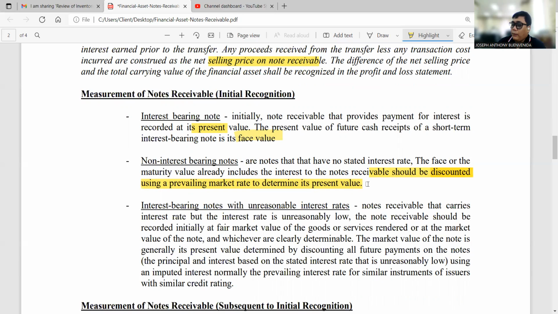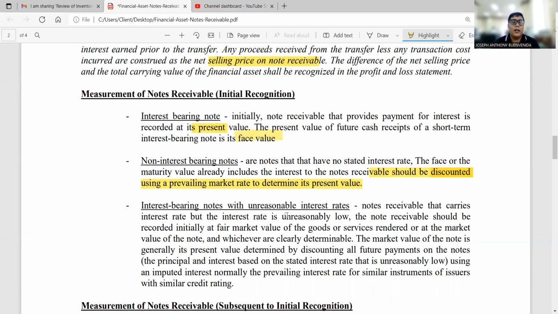Depending on whether it is a one-time payment, you just use present value. If there is a fixed payment, for example every year you need to pay until it is fully paid, then you use the present value of an ordinary annuity. So it depends on the nature of the notes receivable which rate we use. But the important thing is that you need to discount using its present value.